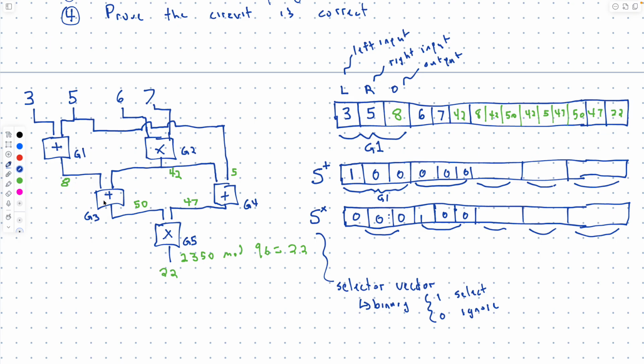Okay, so gate 3 is an addition gate, so I'm going to put a 1, 0, 0 here, and I'll put a 0, 0, 0 here. The next gate, gate 4, is also addition, so I'm going to put 1, 0, 0, and 0, 0, 0 here. And the last gate is multiplication, so I'm going to put 0, 0, 0 here, and I'm going to put 1, 0, 0.